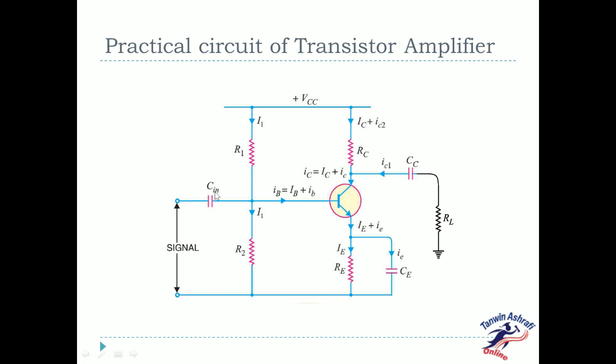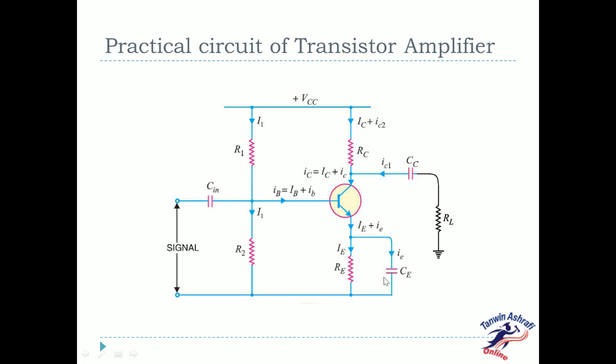Input capacitor. An electrolytic capacitor is used to couple the input signal to the base of the transistor. If it is not used, the signal source resistance will come across R2 and thus change the bias voltage. The input capacitor allows only the AC signal to flow but isolates the signal source from R2.